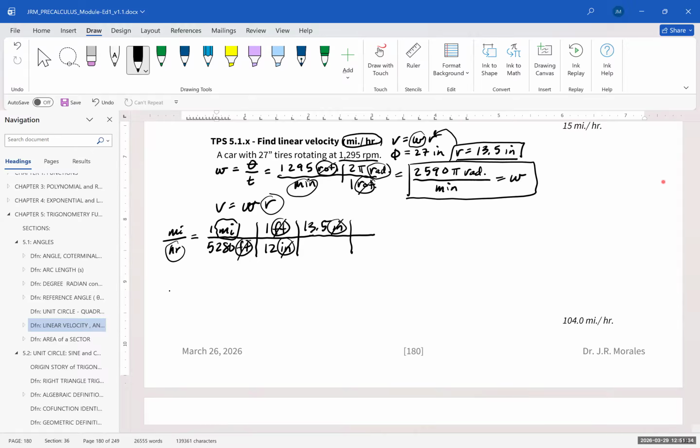Okay, now we need hours in the denominator. And we're dealing with hours and minutes. So let's put 1 hour here in the denominator. And in 1 hour, we know that we've got 60 minutes. And our angular velocity is 2,590 pi per 1 minute. So minutes will cancel with minutes, and we're left with just hours.